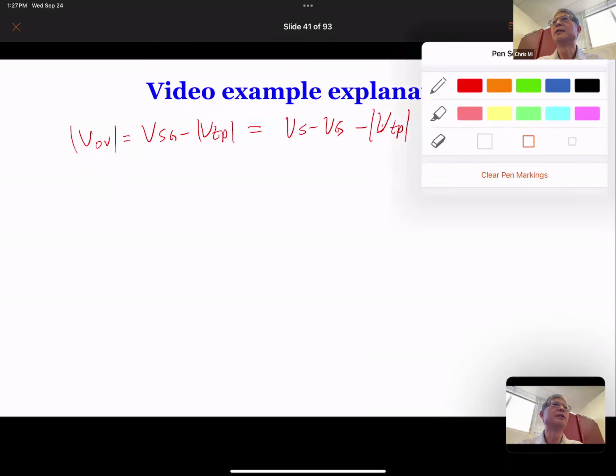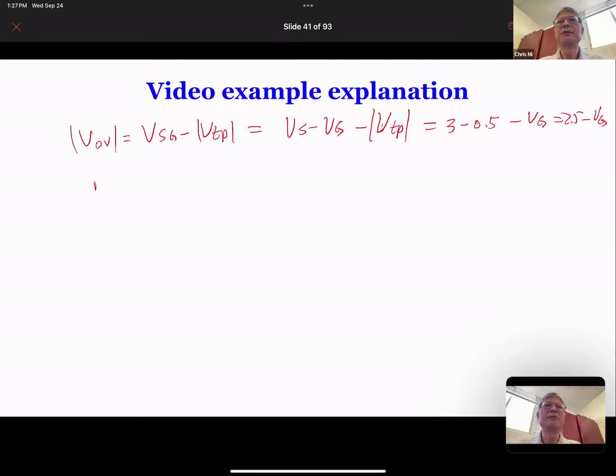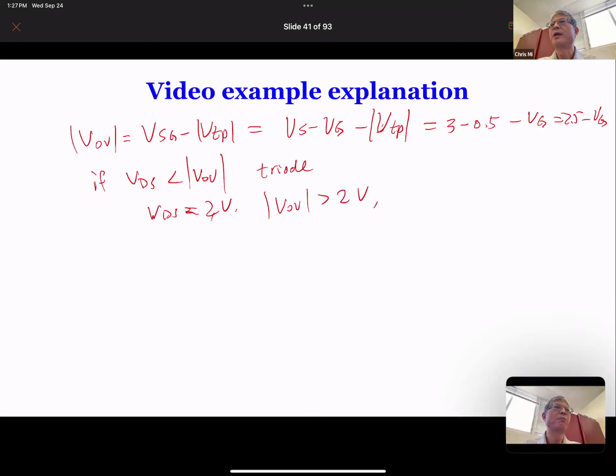So from here, we need to look at what is VDS. So if VDS is less than VOV, it's going to be in the triode mode. So for this to happen, we already found VDS is 2, right? So VDS is 2 volts. So VOV is going to be larger than 2 volts. It's going to be triode. And VOV equal to 2.5 minus Vg, larger than 2 volts.